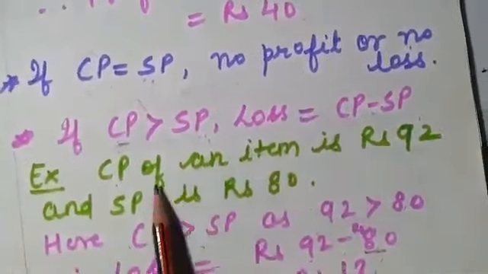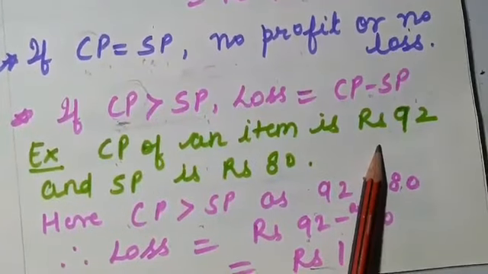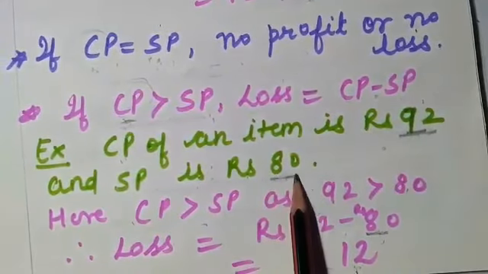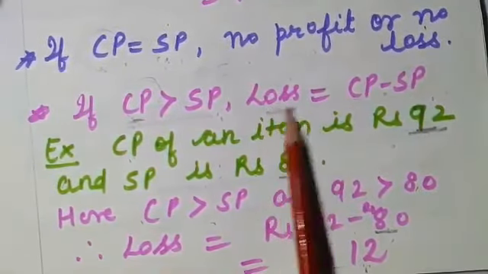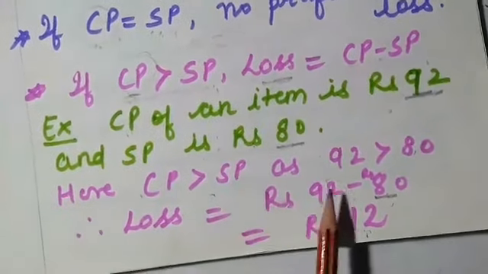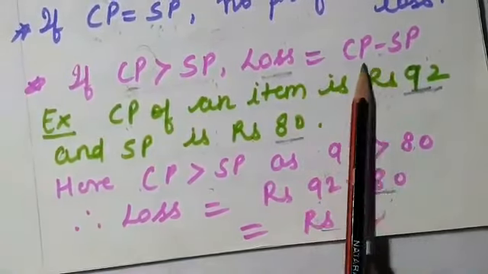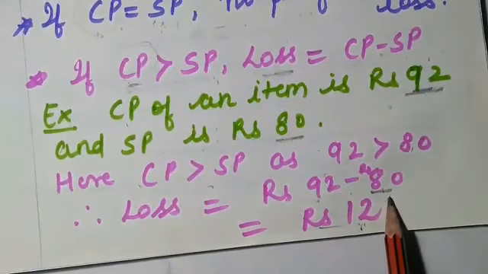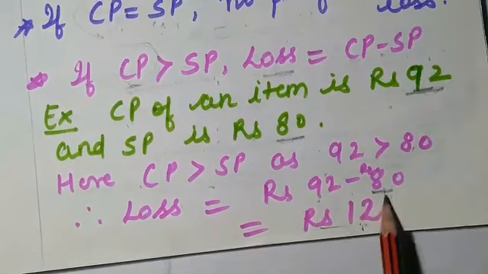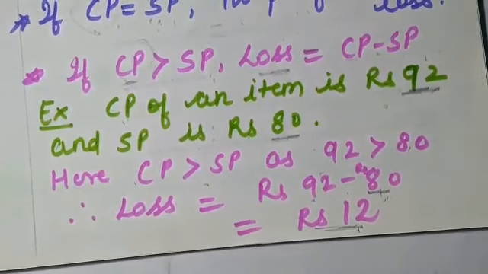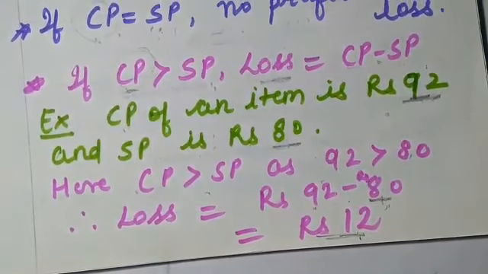Example is given. CP of an item is 92 and SP is rupees 80. Here CP is greater than SP, so this is a case of loss, and how much will the loss be? That is given by CP minus SP. So 92 minus 80 is rupees 12. So there is a loss of rupees 12. This we have learned in the previous lecture.